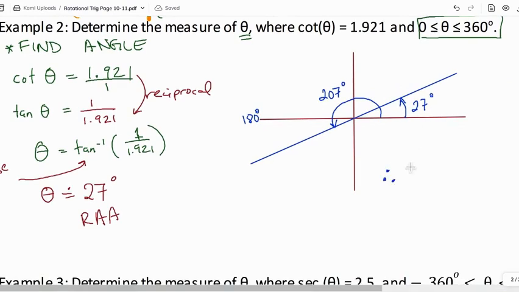And so we'll make a statement to say, therefore, theta equals 27 degrees, comma, 207 degrees. You don't say "or", it's an "and". There are 2 possible answers.